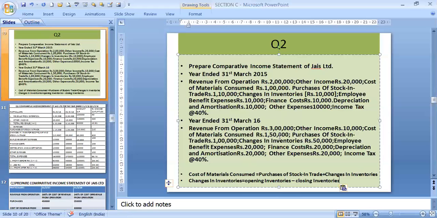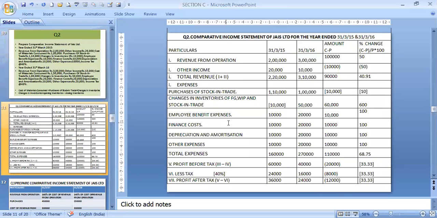In this case, the cost of material consumed is 1,50,000 in 2016. Purchase of stock is 1 lakh. Changes in inventory is 50,000. That means our opening inventory is very much more compared to closing inventory. Suppose opening inventory is 60,000 and closing inventory was just 10,000. So 60 and 10, the difference is 50,000. Something like that. So let's understand this process through FSA.